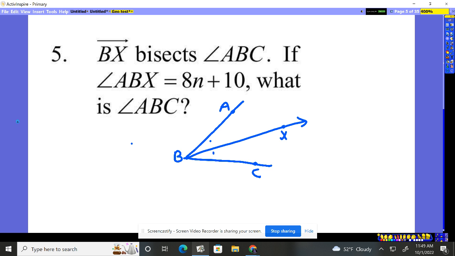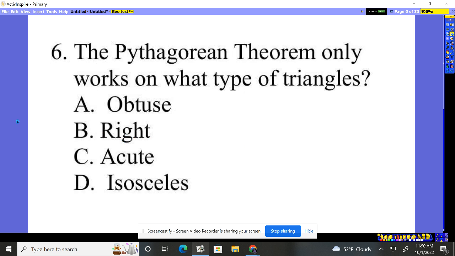What does it now say? It says A down to B to X, that angle right there, is worth 8n plus 10. That means this guy has got to be worth 8n plus 10 because it's the same angle. So it says, what is angle ABC? So what is the whole big thing? Well, it's just two things of 8n plus 10. Add them together, it gives you 16n plus 20. So the expression would be, oh, it's just 16n plus 20. That's all I have to do.